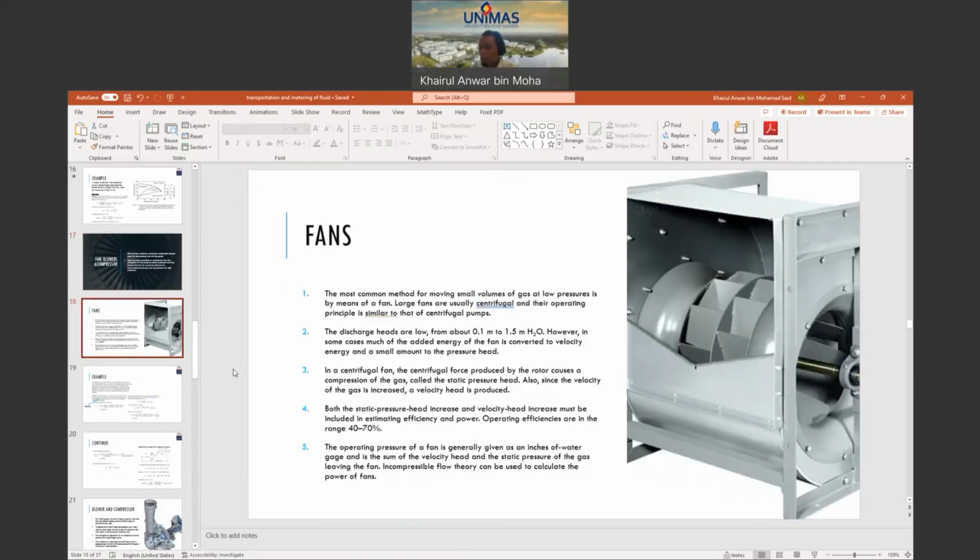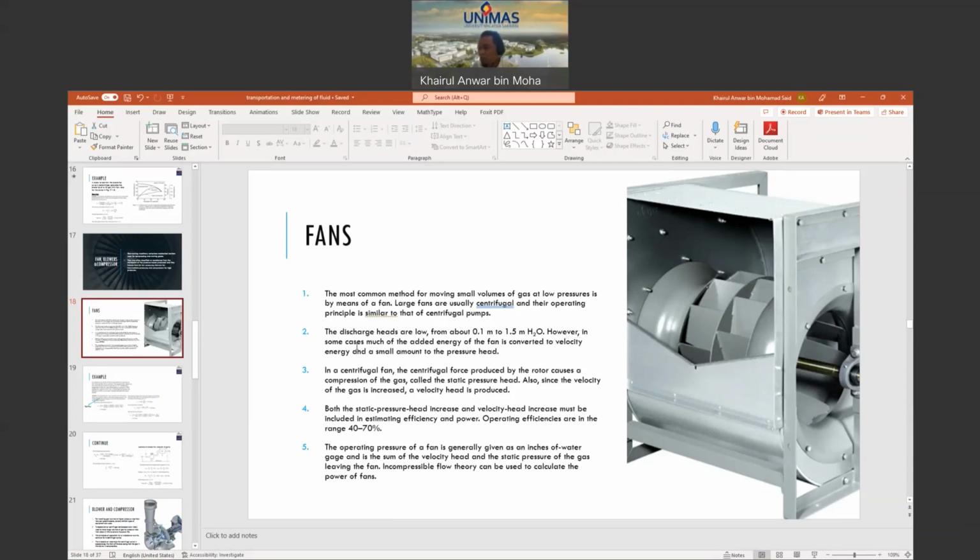Fans. The most common method for moving a small volume of gas at low pressure is by means of a fan. This is an example of a fan. Large fans are usually centrifugal and their operating principle is similar to that of a centrifugal pump, which we learned last week. The discharge heads are low, from 0.1 to 1.5 meters H2O.